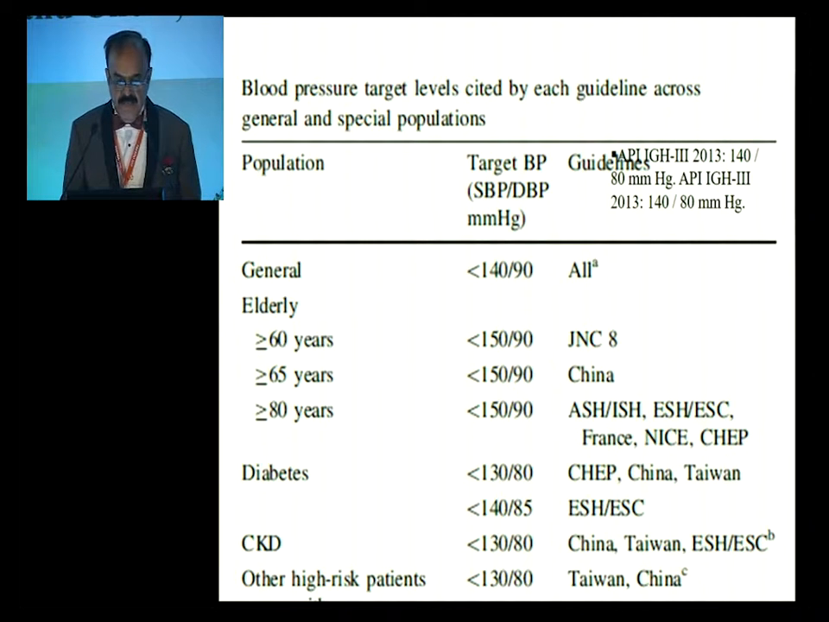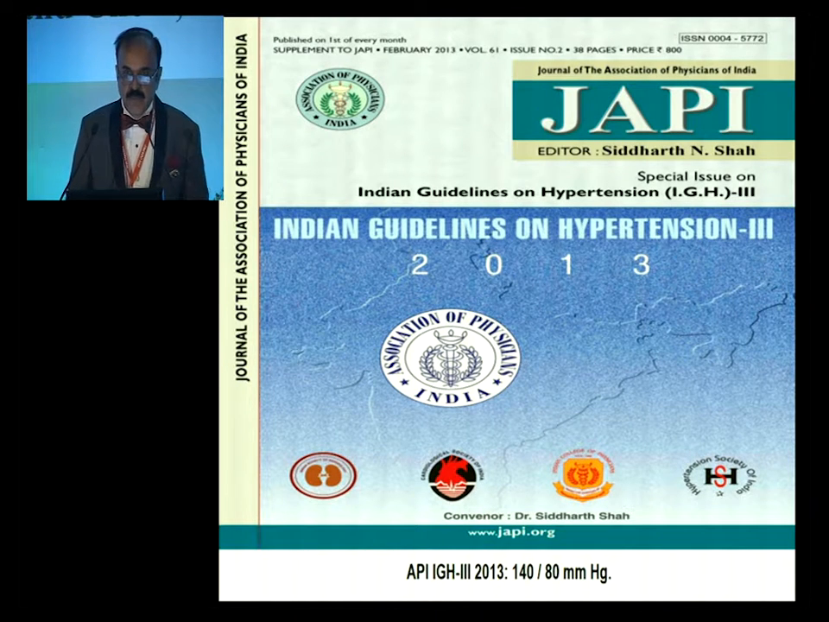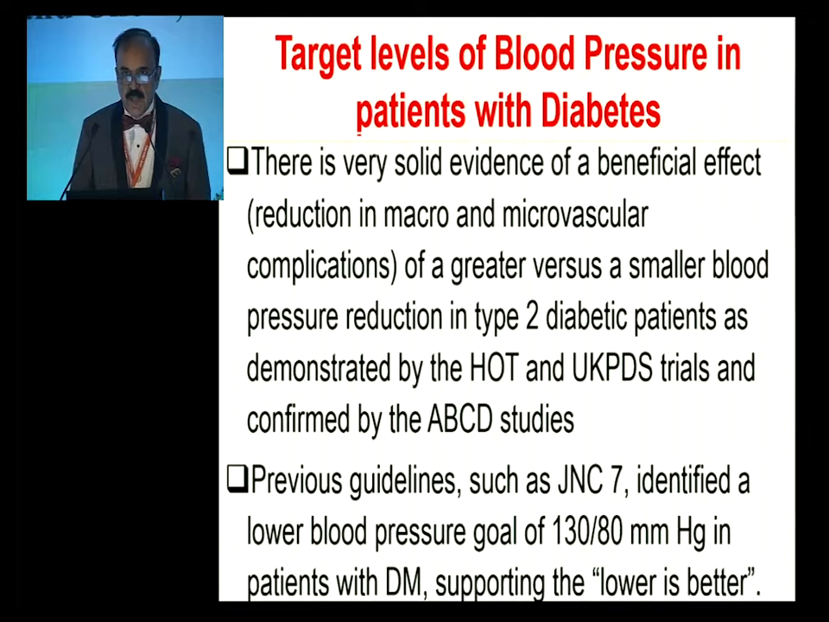And these are the guidelines which say if you see diabetes, the target is 130/80 in Canadian, China and Taiwan guidelines. And in European guidelines it is 140/85. And API, when I was the president of the API, we formed guidelines and we said 140/80. Of course, now the target levels are changing.